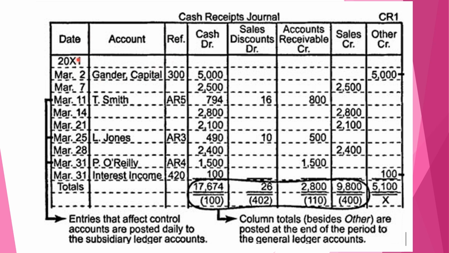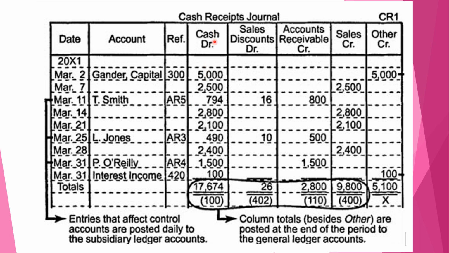First, the date of the transaction is entered into the date column. Entries that affect control accounts are posted daily to the subsidiary ledger account. We will discuss this later. Next, a brief explanation, which is very important, of the transaction is entered into the description column. The column titled Ref, which stands for reference, is left blank when the journal entry is made. This column is used later when the journal entries are transferred to the ledger accounts.